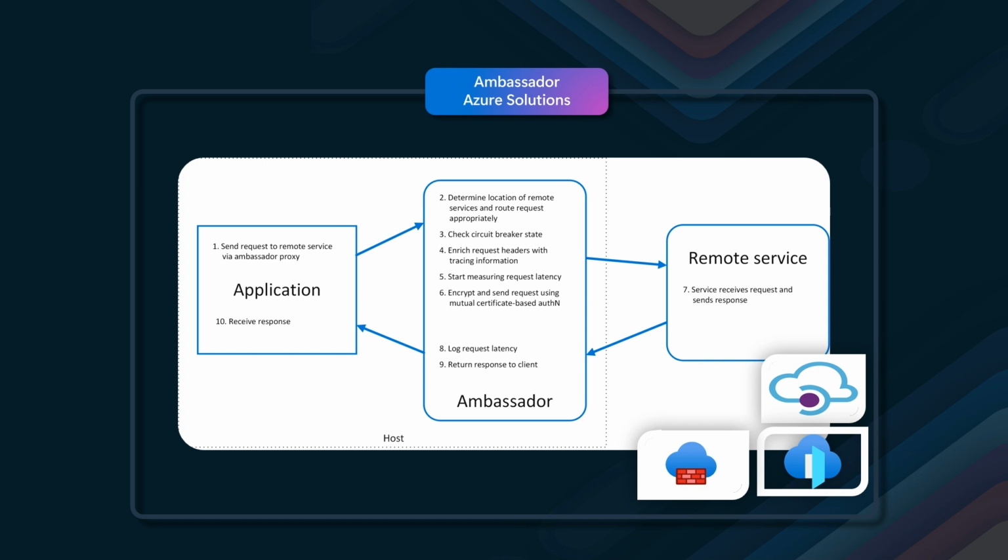The remote service receives the request, processes it, and sends back the response. The response then travels back through the ambassador proxy before reaching the application. By implementing the ambassador pattern with Azure Solutions, we can reap several significant benefits.